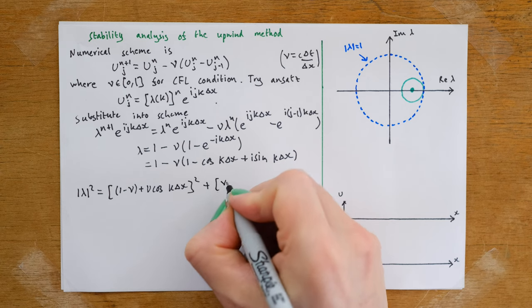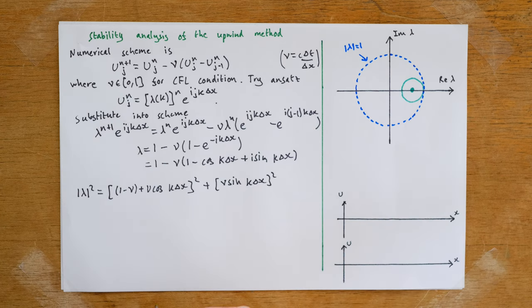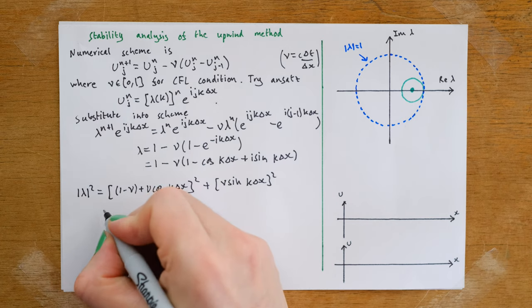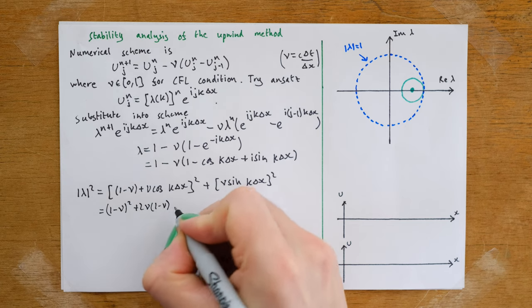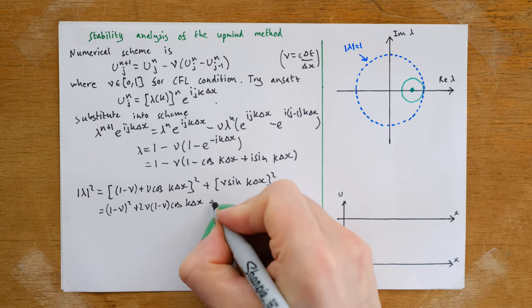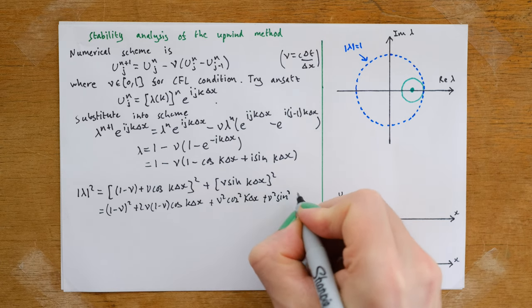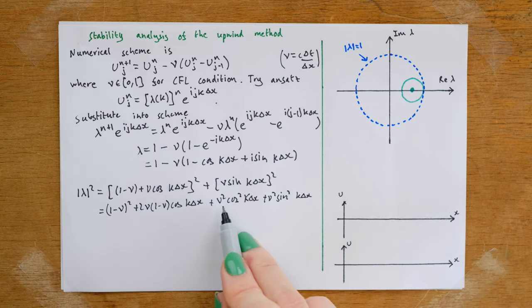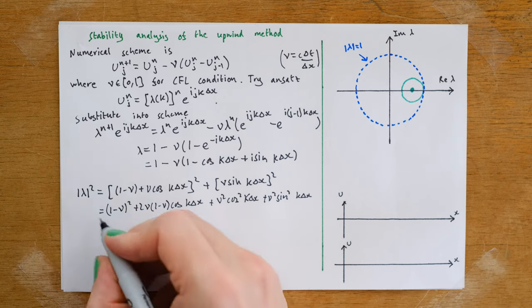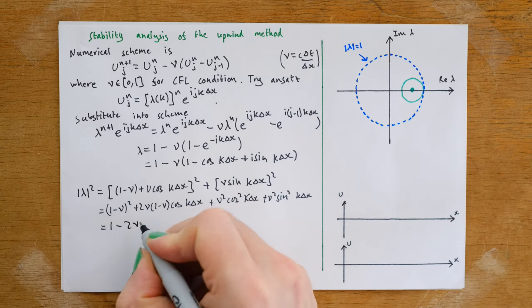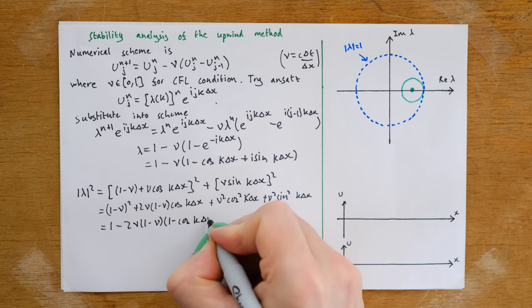plus nu sine k delta x all squared. And we can now expand out these terms. So we'll have 1 minus nu squared plus 2 nu times 1 minus nu cosine k delta x plus nu squared cosine squared k delta x plus nu squared sine squared k delta x. And we can see that these terms will combine together to give us nu squared, and therefore we'll get some simplifications, and this will become 1 minus 2 nu, 1 minus nu, times 1 minus cosine k delta x.